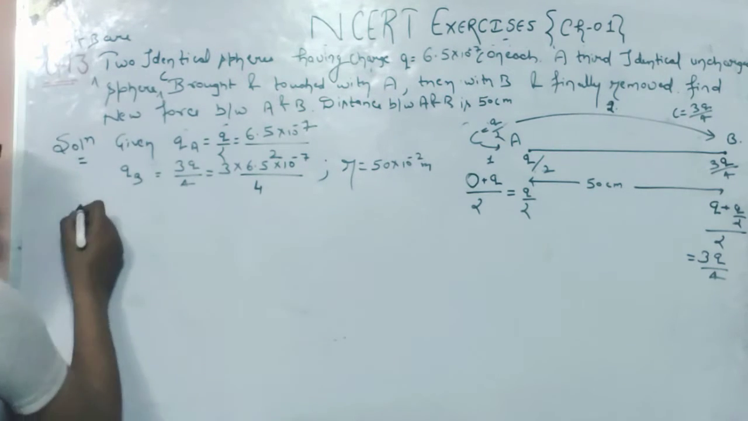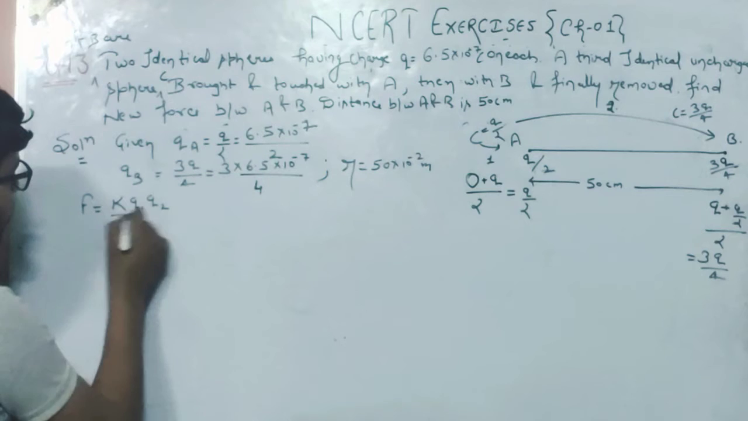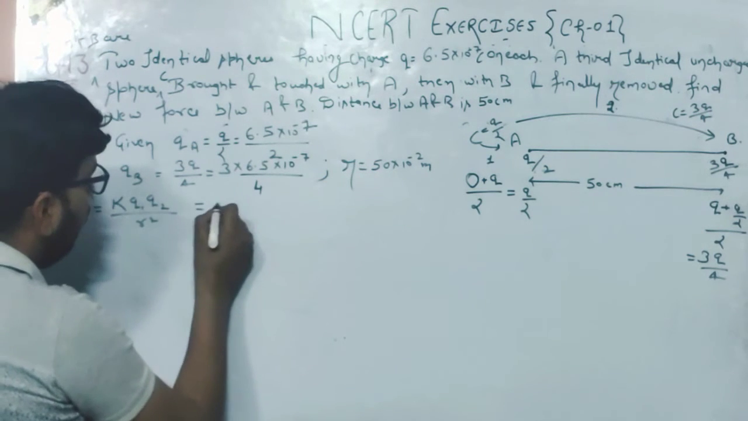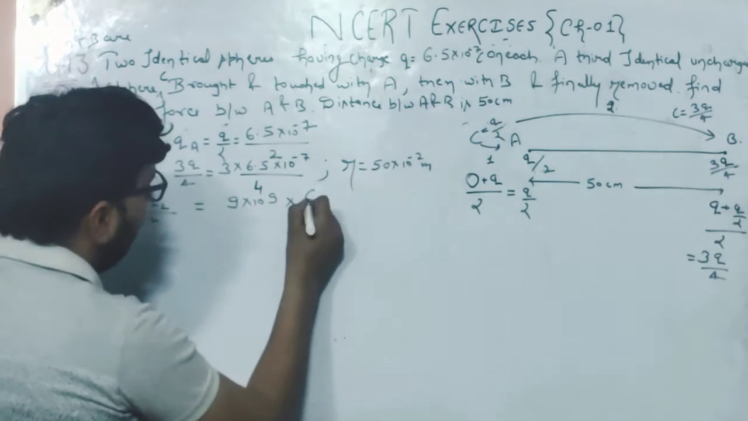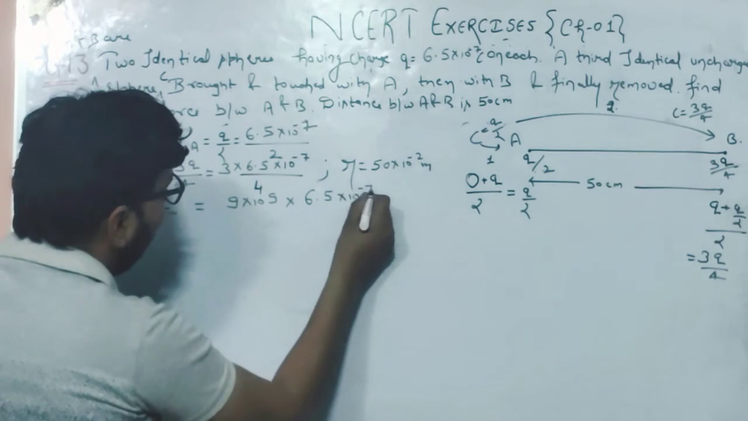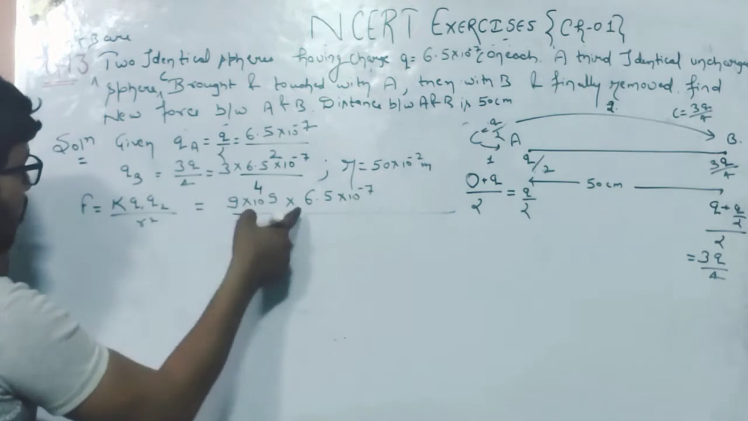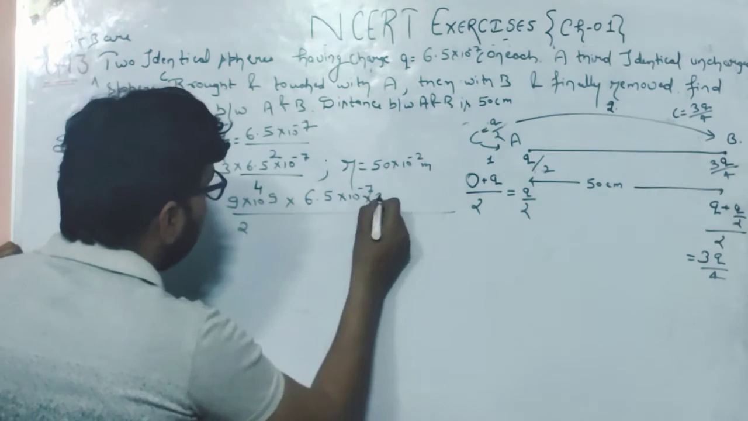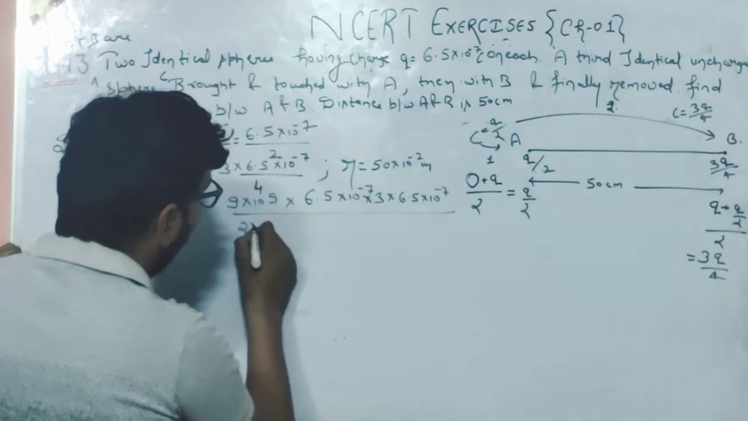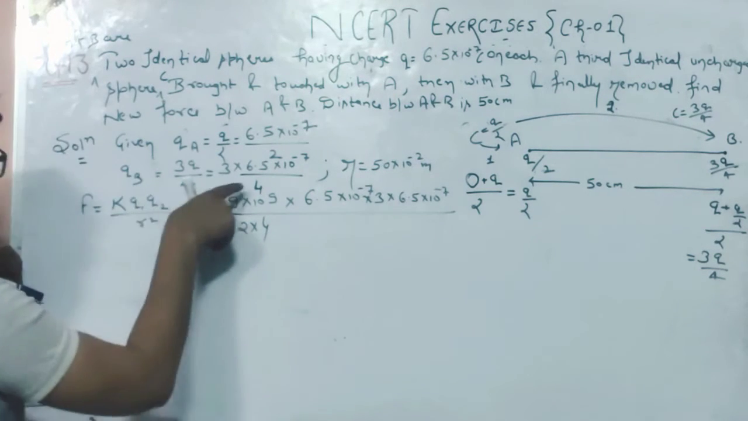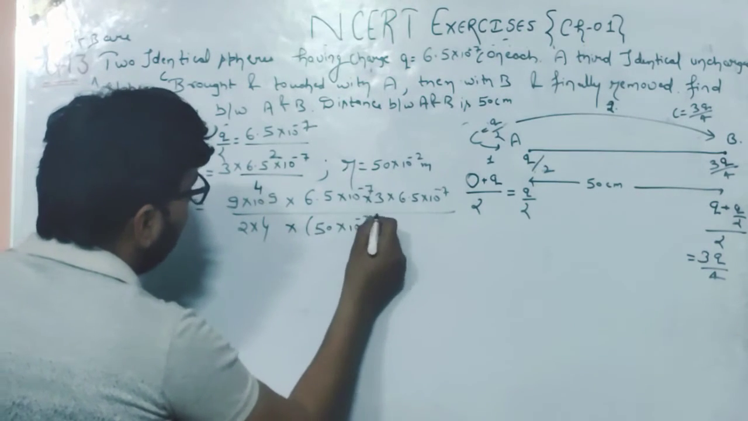Now, as we know by the formula, force is equal to K Q1 Q2 divided by R square. The value of K is 9 × 10^9. Q1 is QA, which is 6.5 × 10^-7 divided by 2. Q2 is 3 × 6.5 × 10^-7 divided by 4. And the distance is 50 centimeters, so it will be (50 × 10^-2) whole square.